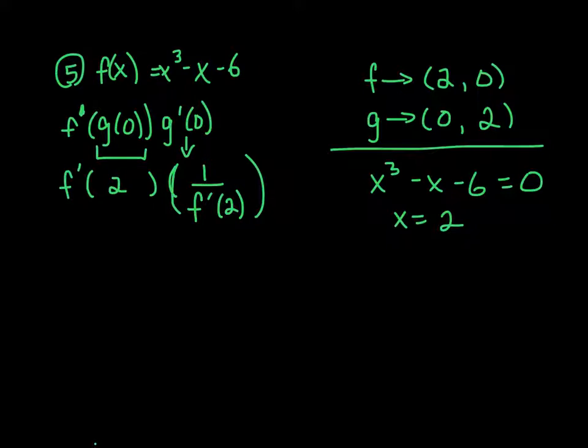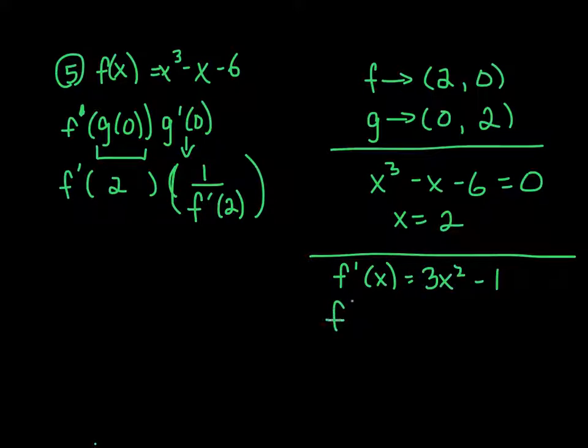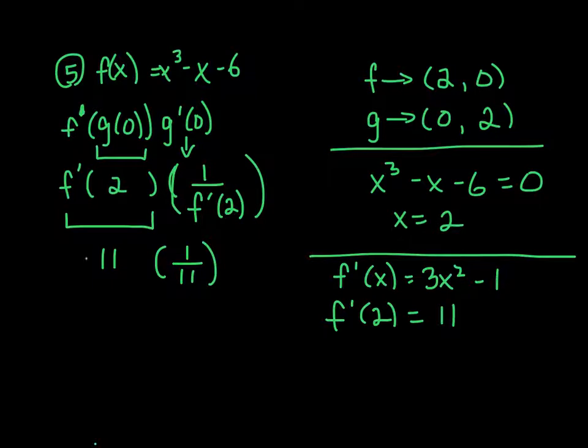So f prime is going to be 3x squared minus 1. Now all I'm going to do is plug in 2. So that's going to be 11. When I come over here, I know that's 11, and this is 1 over 11. So that is just going to be an answer of 1. And ta-da, you are done.